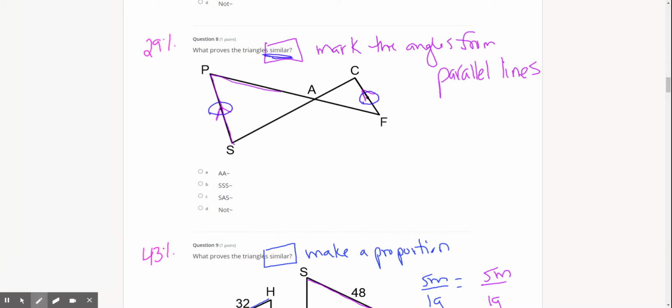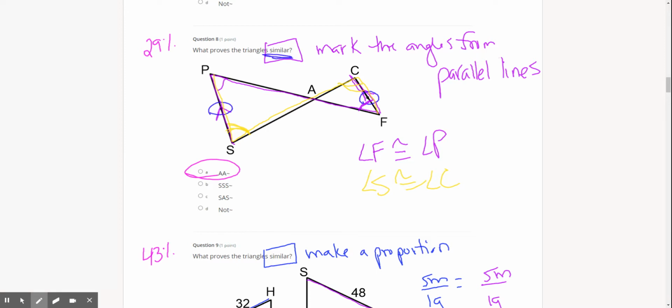Alternate interior. Yes, the alternate interior. So F goes with what? P. P, beautiful. And then if I go the other direction, let me get a color that shows up a little bit better. If I go the other direction, what angle goes with S? So what should I circle down in my choices? A, B, C, or D? A. Boom.